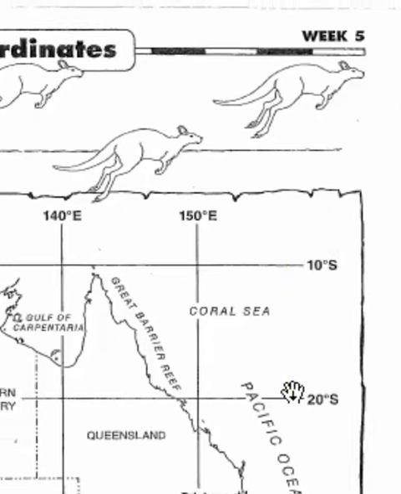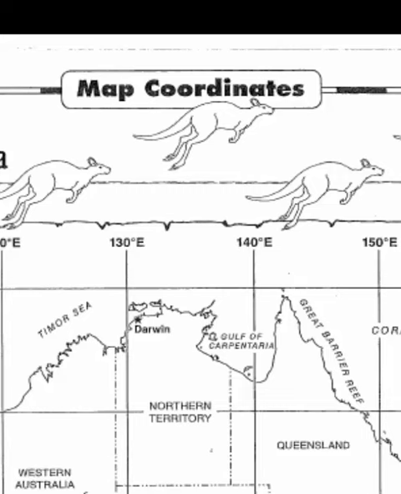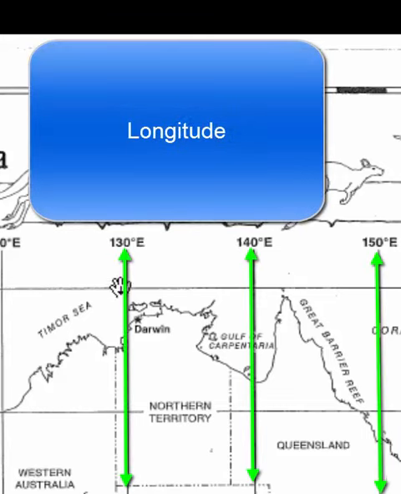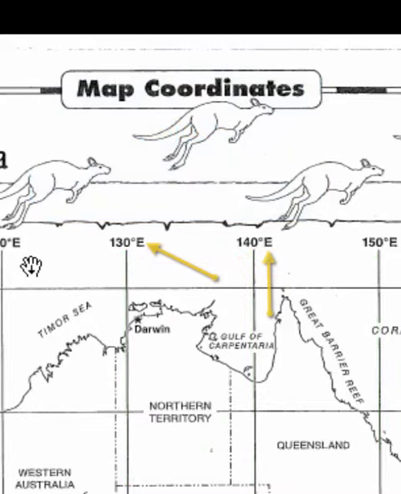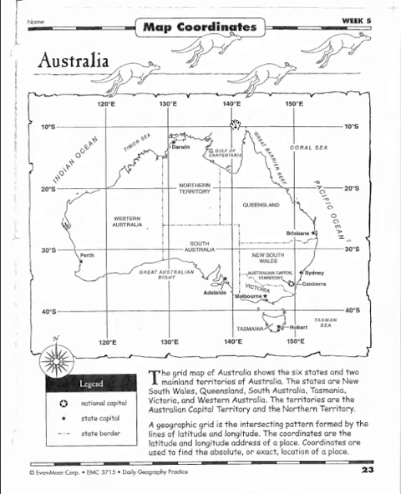If we do the same for longitude, we can see that the lines of longitude are going north-south as always, and there's also 10 degrees in between each of the lines of longitude. These are labeled E for east because we have Australia to the east of the prime meridian. It's in the eastern hemisphere. So that gives us an idea of where we're starting from.